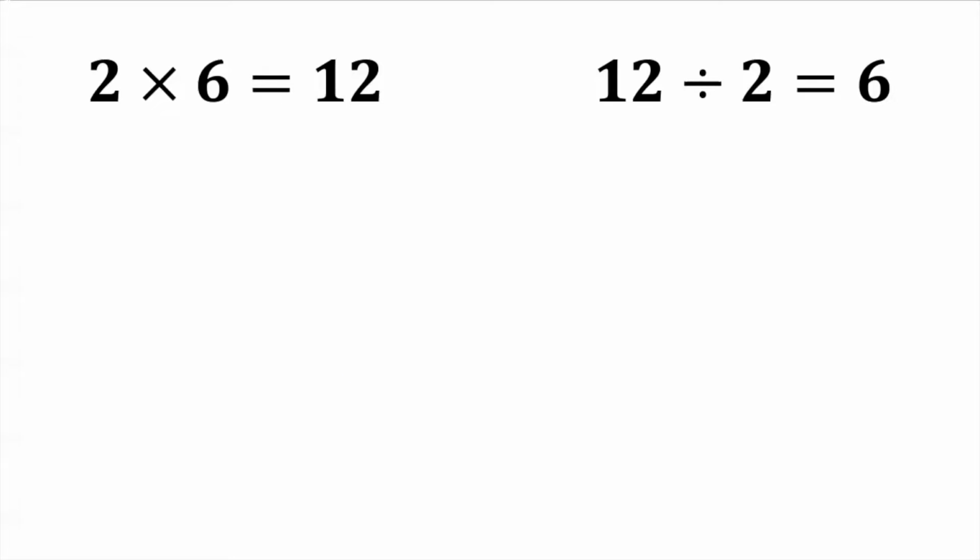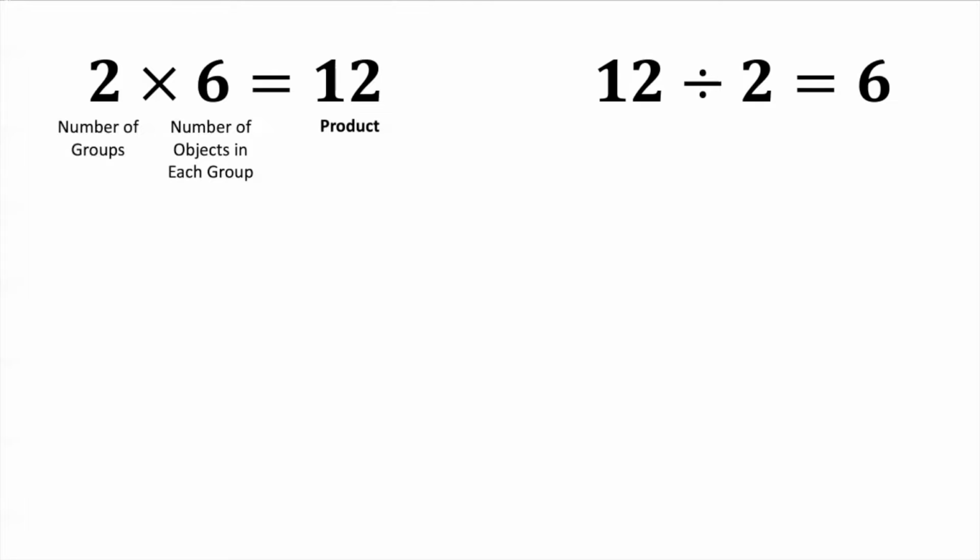Let's start with multiplication. The first number 2 represents the number of groups. Our second number 6 represents our number of objects in each group. Both numbers that are being multiplied can also be called factors. The answer to a multiplication problem is the product. And the product will also tell us the total number of objects within all of our groups.